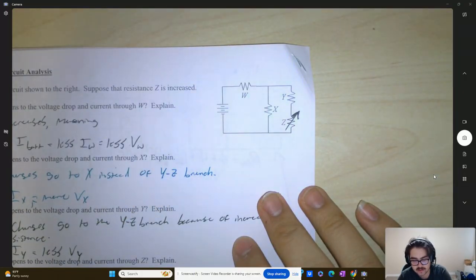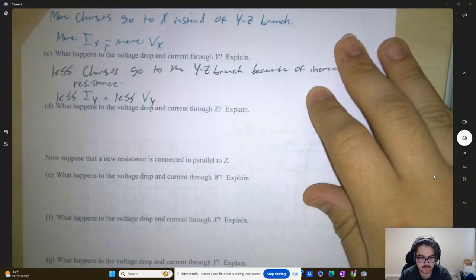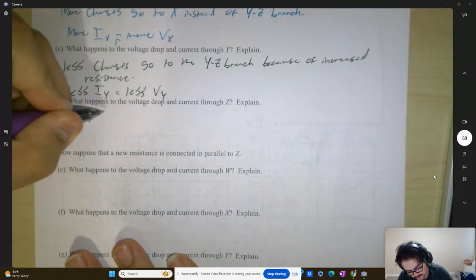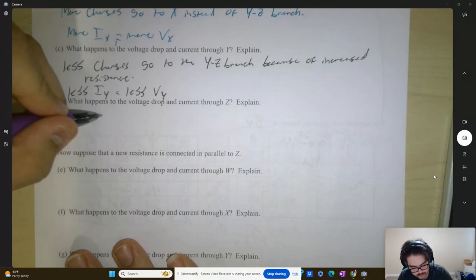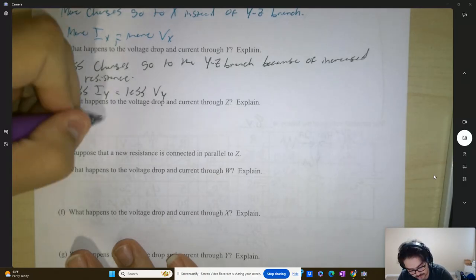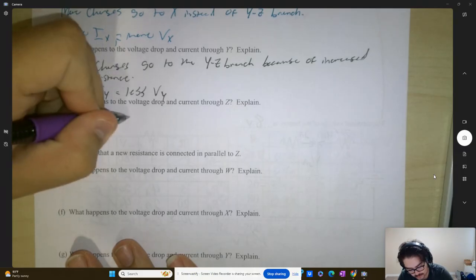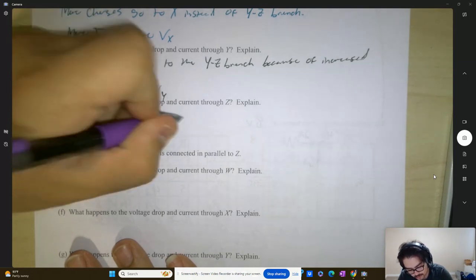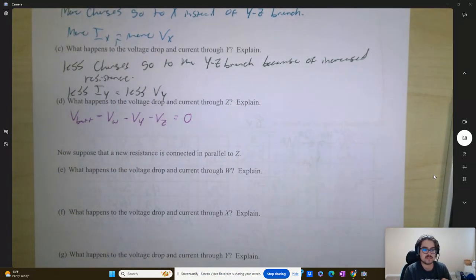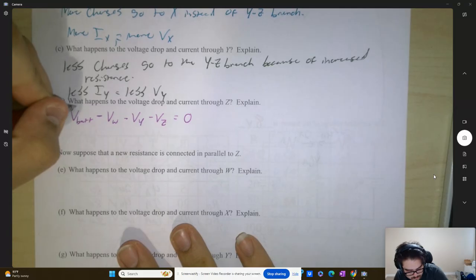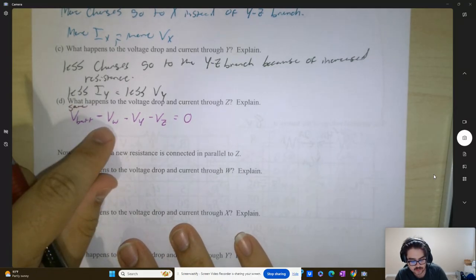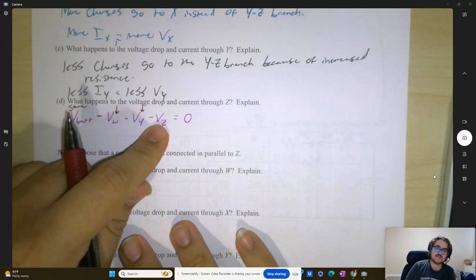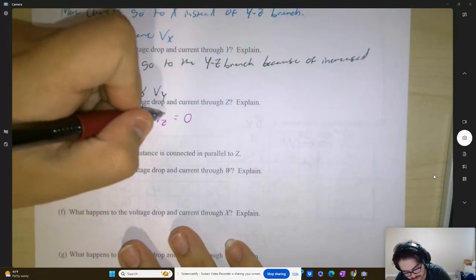We can kind of put it all together here, and I'll make it look all nice and formal. The voltage from the battery, if you subtract from it the voltage across W, then the voltage across Y, then the voltage across Z, you should end up getting 0. We've already seen that the voltage across the battery is going to stay the same. We're not doing anything with that. But the voltage across W is going to decrease. The voltage across Y is going to decrease. What has to happen to VZ to compensate for that? It would have to increase.